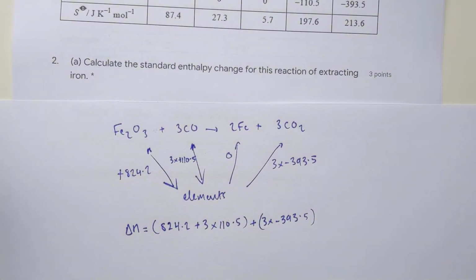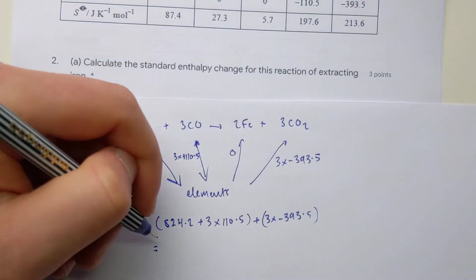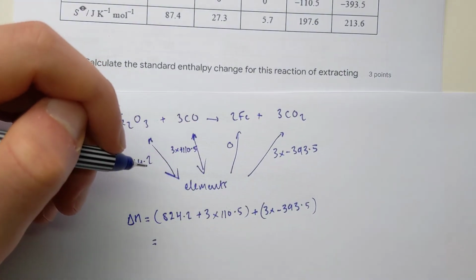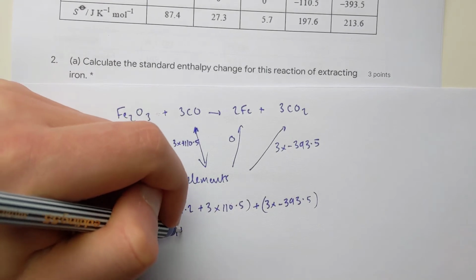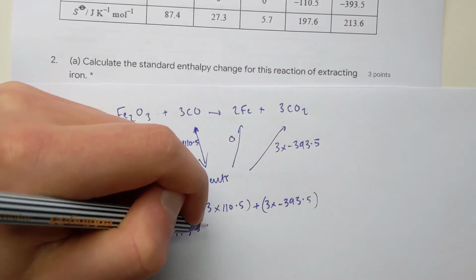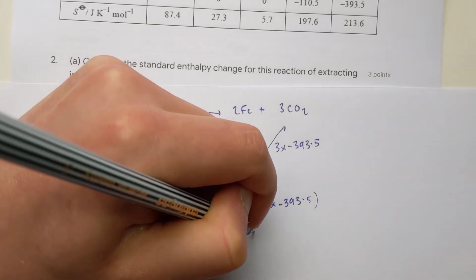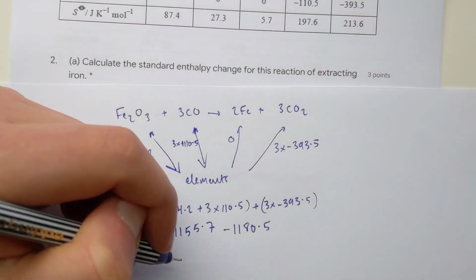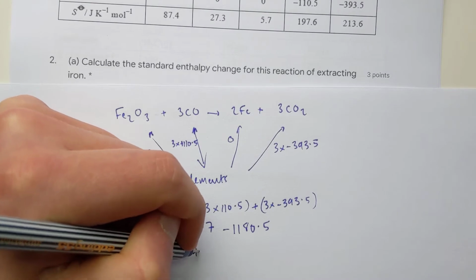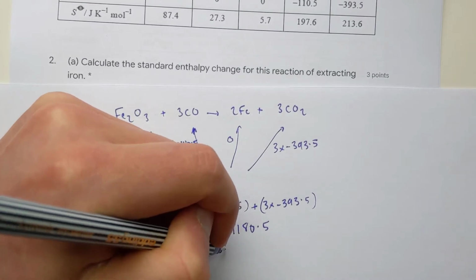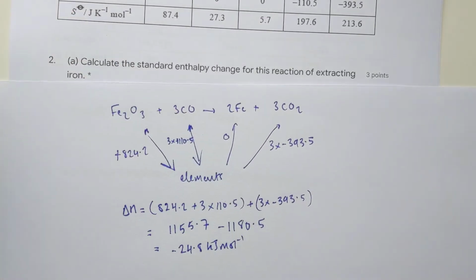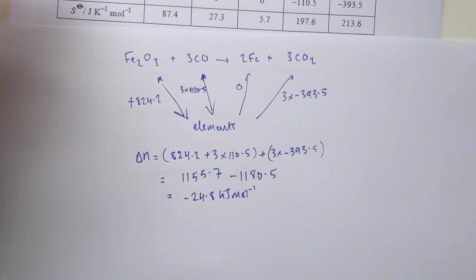So I could, strictly speaking, chuck that on my calculator just like that, but what I'm going to do is just split it up. So the first bracket for the reactants is 1155.7. For the products, it comes out as being minus 1180.5. The final answer, therefore, is minus 248 kilojoules per mole. A few of us dropped the minus sign and it cost us a mark there. Just be careful of that.